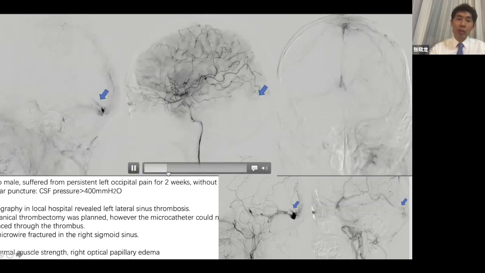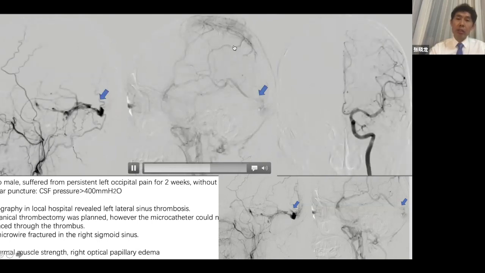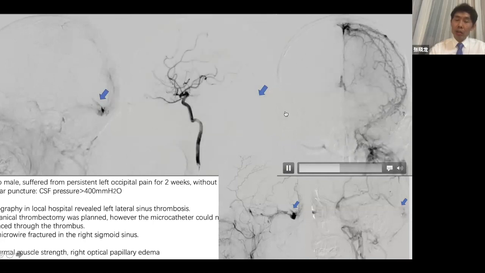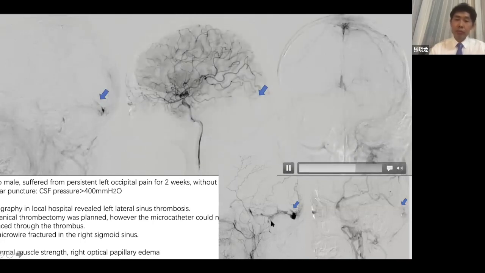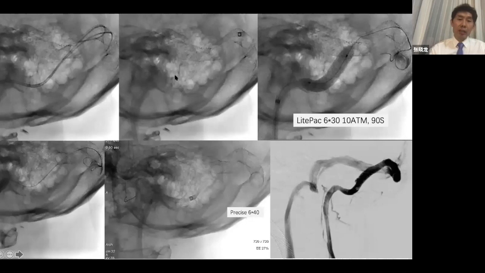And certainly we can still see that the superior sagittal sinus and the transverse sinus were also occluded or stenosed. And what we did is, from the venous approach, give the transverse sinus and sigmoid sinus angioplasty and stenting deployed. And this is the left sigmoid sinus angioplasty. And the stenting was deployed.